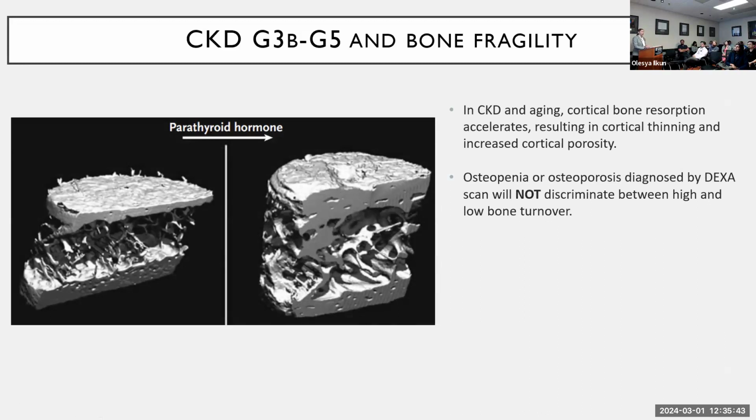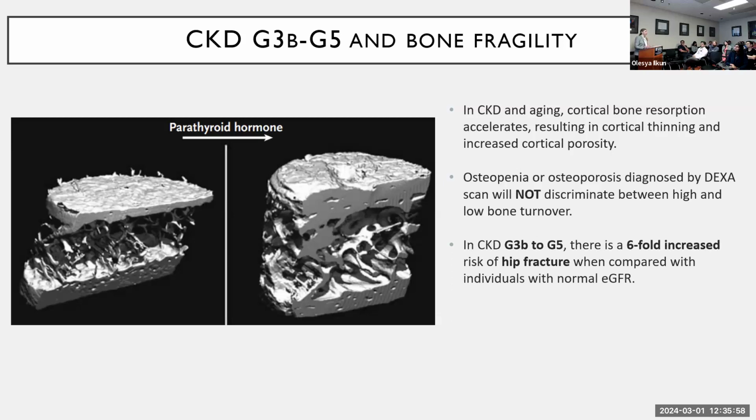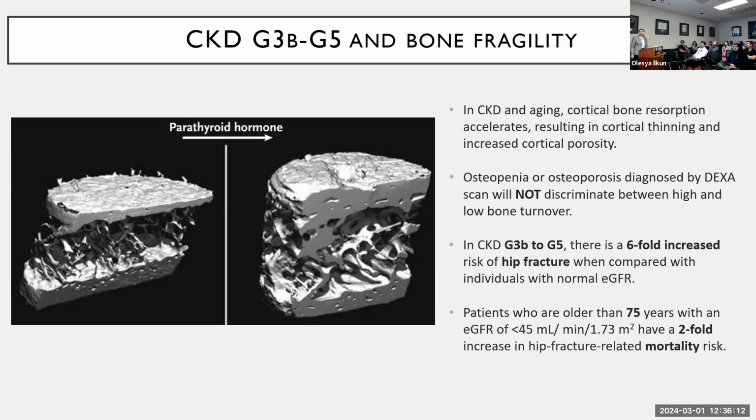Osteopenia and osteoporosis, if they're diagnosed by DEXA, cannot distinguish between high or low bone turnover. So they don't really help us decide which therapy to choose in our advanced CKD patients. Well, they say that something needs to be done. In CKD 3B to stage 5, there's a 6-fold increased risk of hip fracture compared to patients with normal GFR. And those who are older than 75 have a 2-fold increased risk in mortality compared to those who don't have CKD, right? They already have high mortality risk.